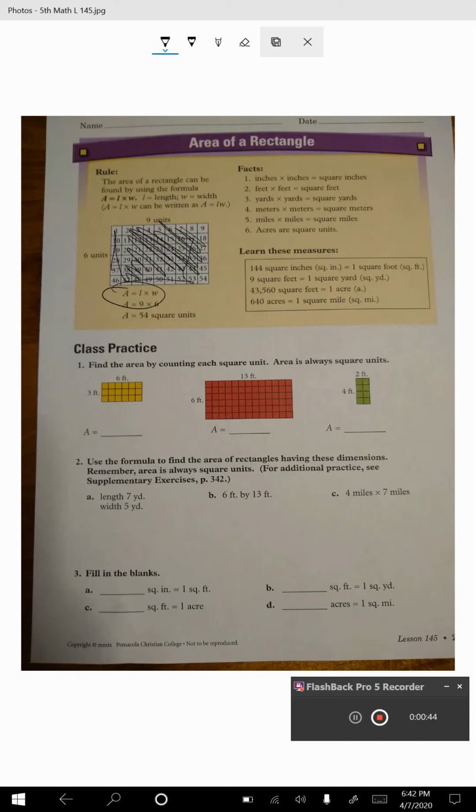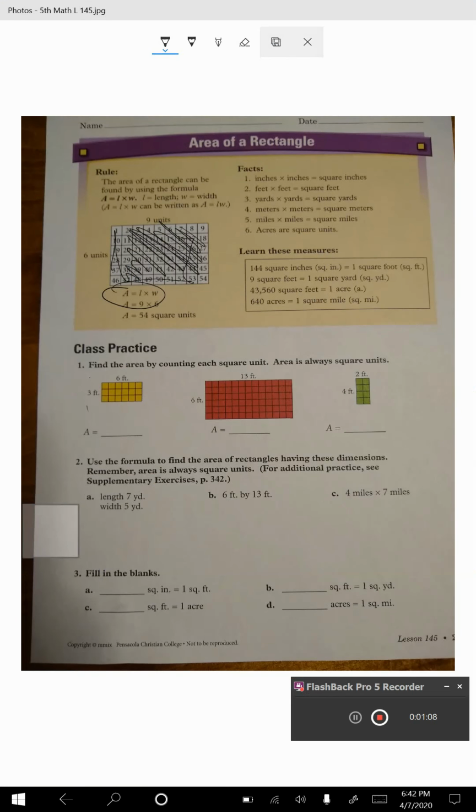And by the way, area is different for different shapes. We'll have a different formula for squares. We'll have a different formula for triangles. And we even have a different formula for circles that we'll learn later. I don't know if you'll get to it this year. But anyway, let's practice.